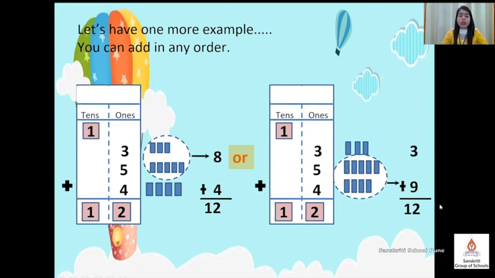So we just want to tell you that when you are doing addition, you can add from top to bottom or from bottom to top. You will get the same answer in both the cases. You just have to be attentive while adding.